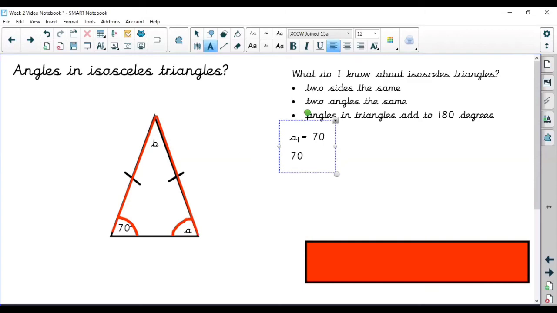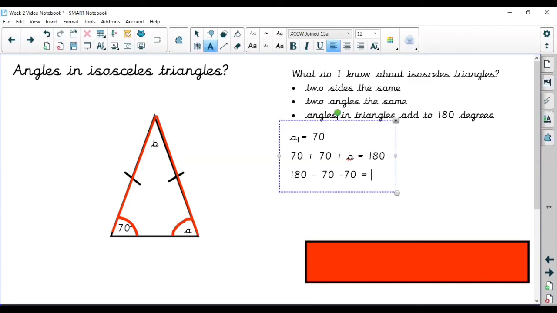Okay, so now what I can do is I can build a number sentence. So 70, add 70, add B. What do angles in a triangle equal? 180. Equals 180. Sorry, my typing again. Missing number problem, do the inverse. 180, subtract 70, subtract another 70, and then you would work out your answer. Okay? So 180 subtract 70. I know the difference between 70 and 80 is 10, so that's 110.